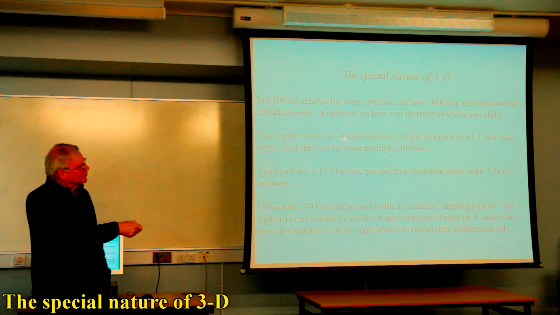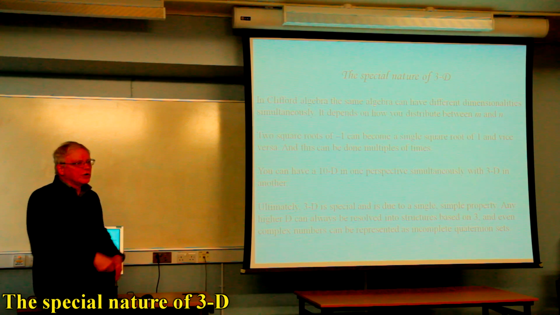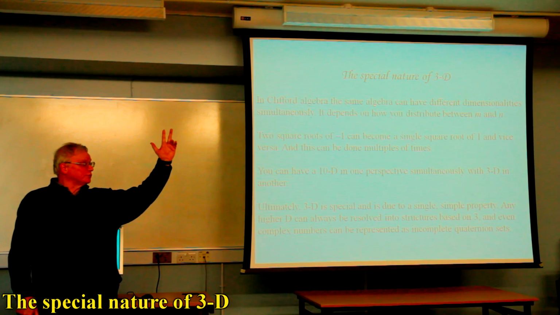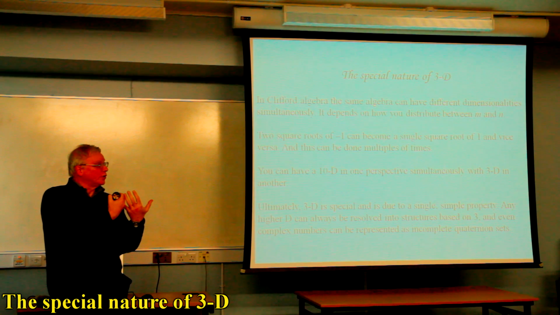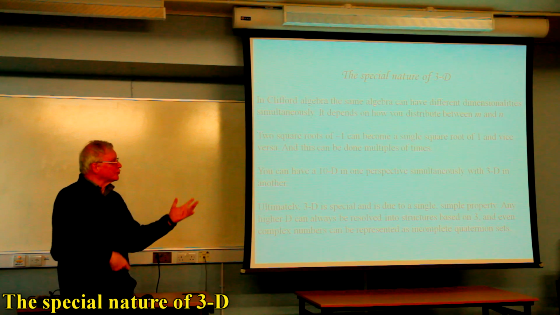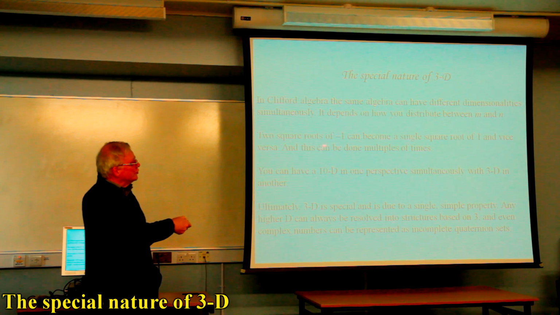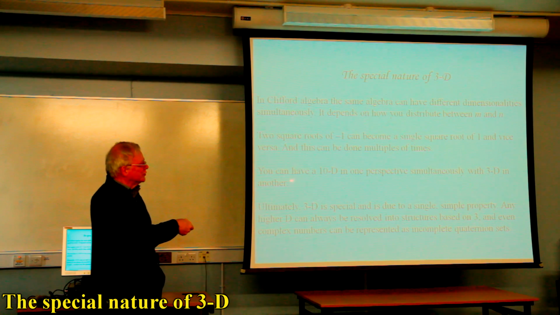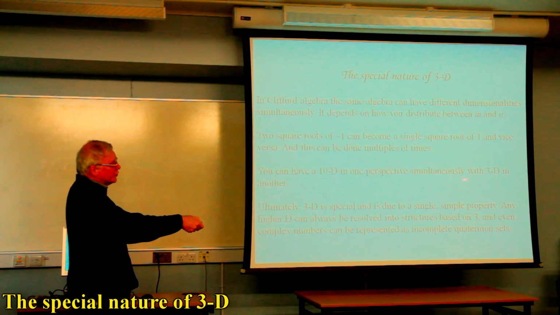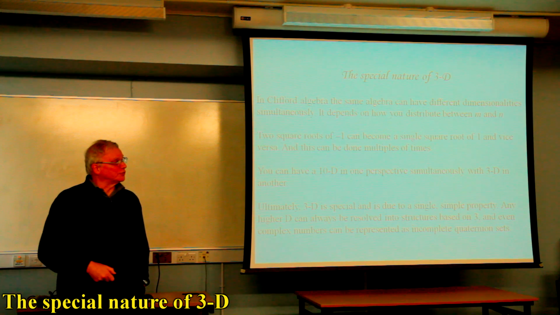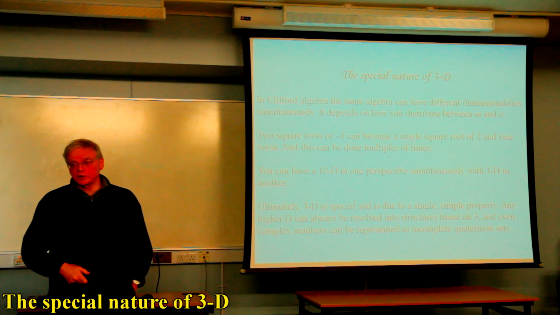For example, 2 square roots of -1 could be considered 2 dimensions, or they can be considered 1 dimension, because they join together to make 1 square root of 1. So, depending on how you distribute between m and n, you can do the same algebra in different dimensionalities. So I'm saying a thing that could look like 10 dimensions in one perspective and 3 dimensions in another. That's the point I'm really making.